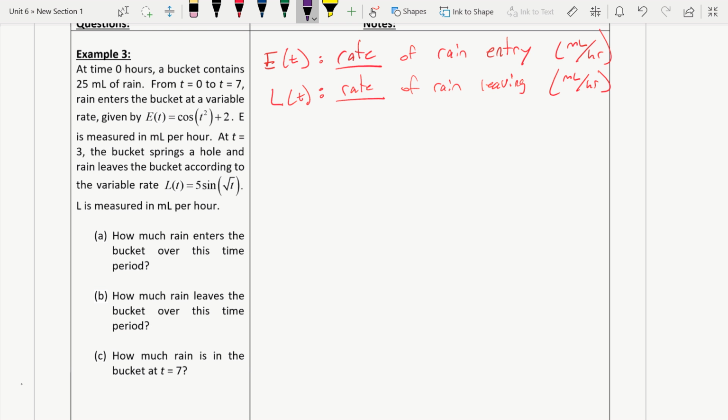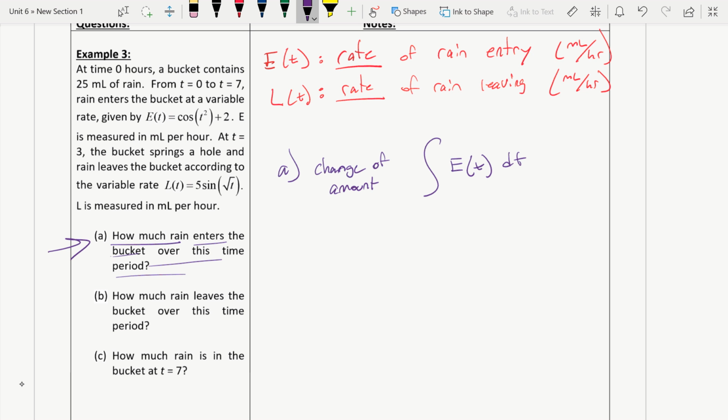Let's look at the questions. First off, how much rain enters the bucket over this time period? How much enters the bucket over this time period? Well, if I know how quickly the rain is entering, if I want to get to an amount, I just need to integrate that rate, and that will get rid of the fact that it's a rate. It'll get rid of that factor of time. It'll give me just some measure of milliliters.